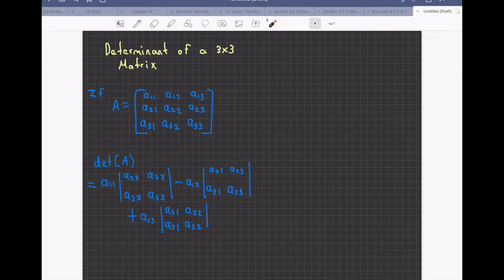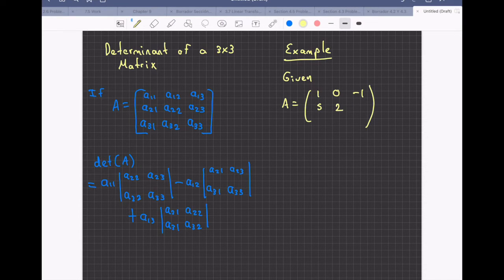So, for example, given the matrix A: 1, 0, negative 1, 5, 2, 3, negative 2, 6, 4, find the determinant of A.